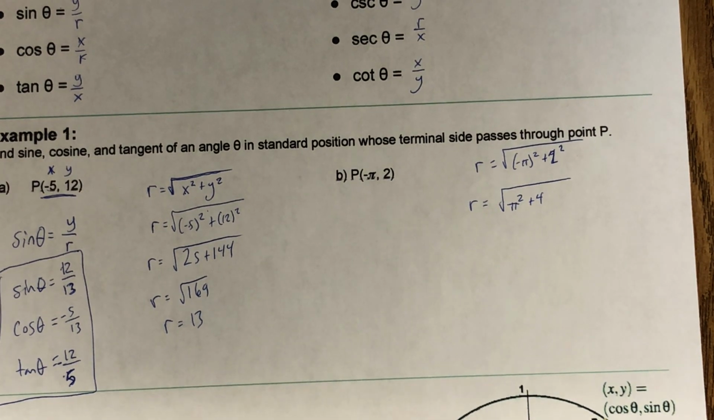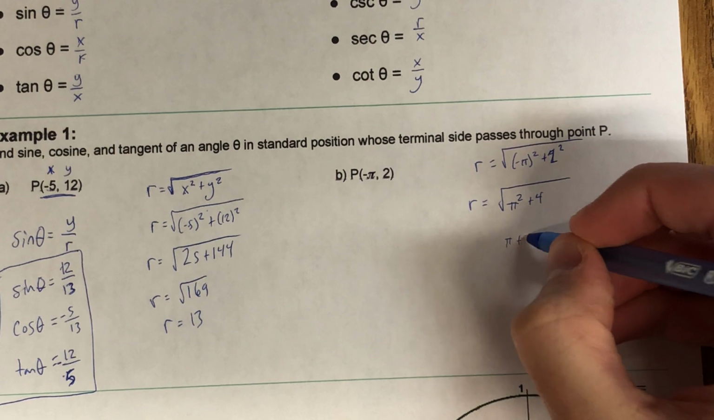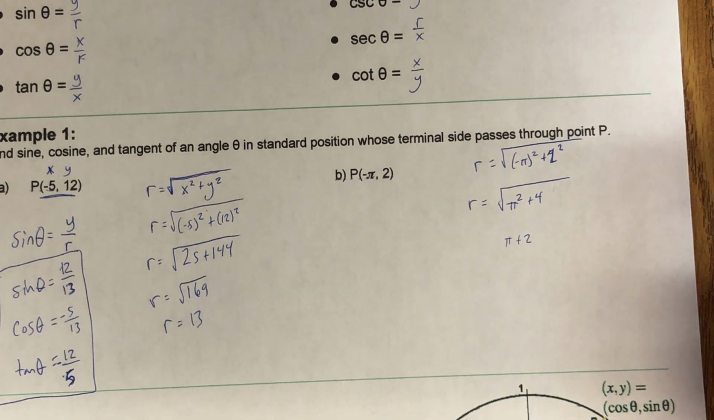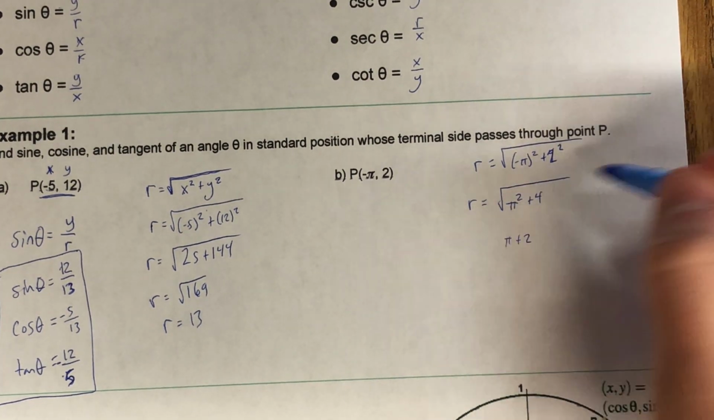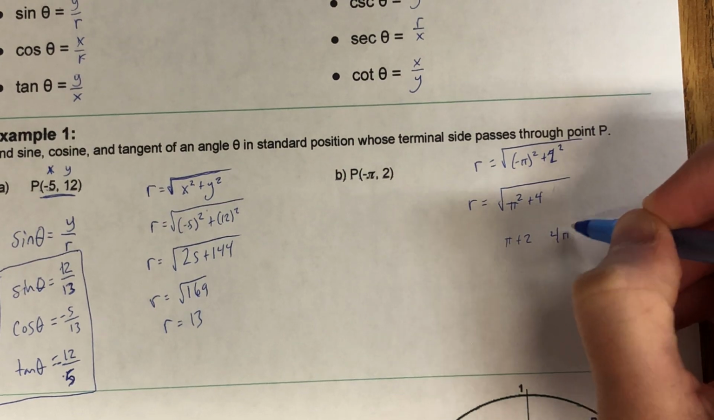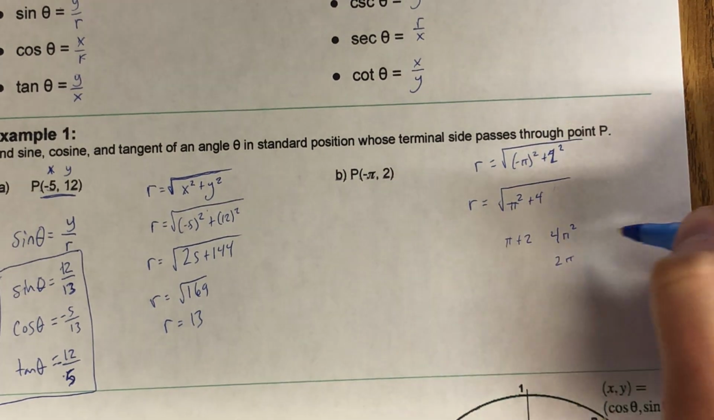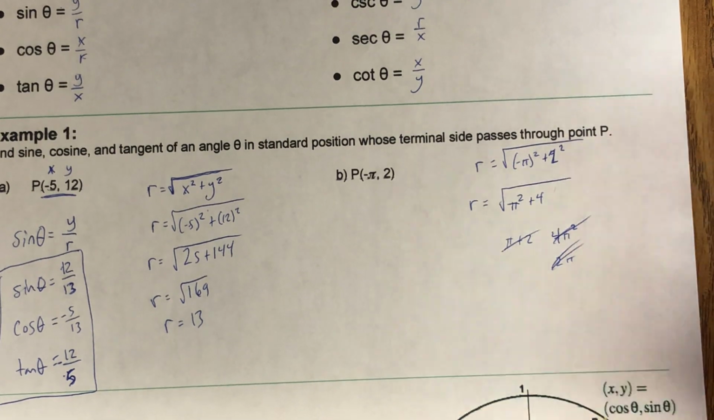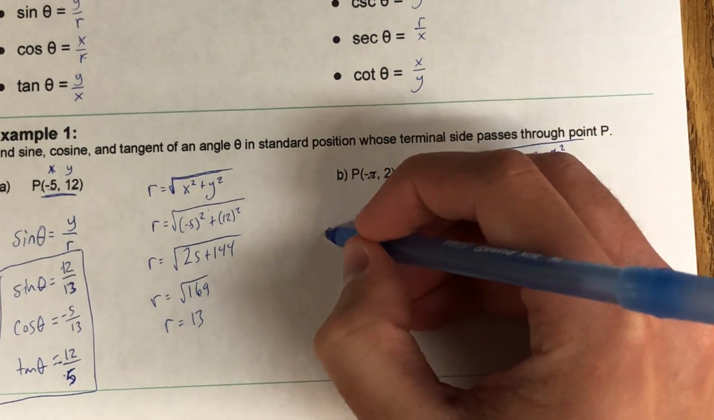Remember, you could not write this as pi plus 2. You can't just take the square root of each individually. You can't do that with addition. If it were 4 pi squared, then sure, you could write it as 2 pi, but you can't do that with there being addition. So let's just write it as is.